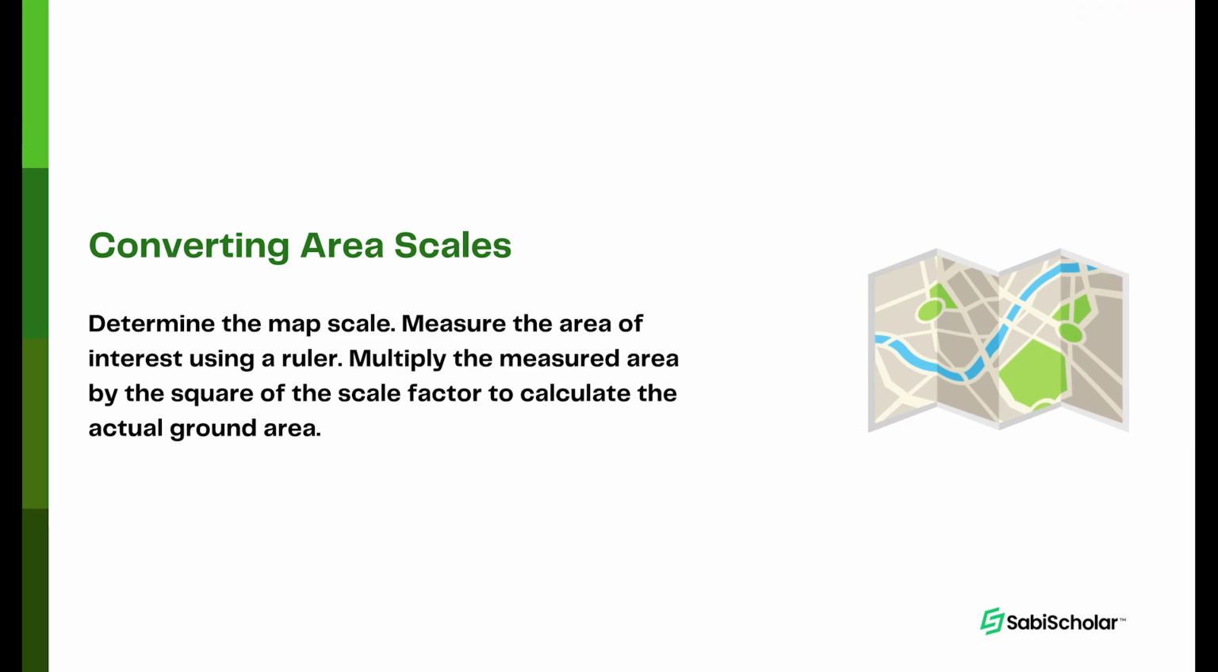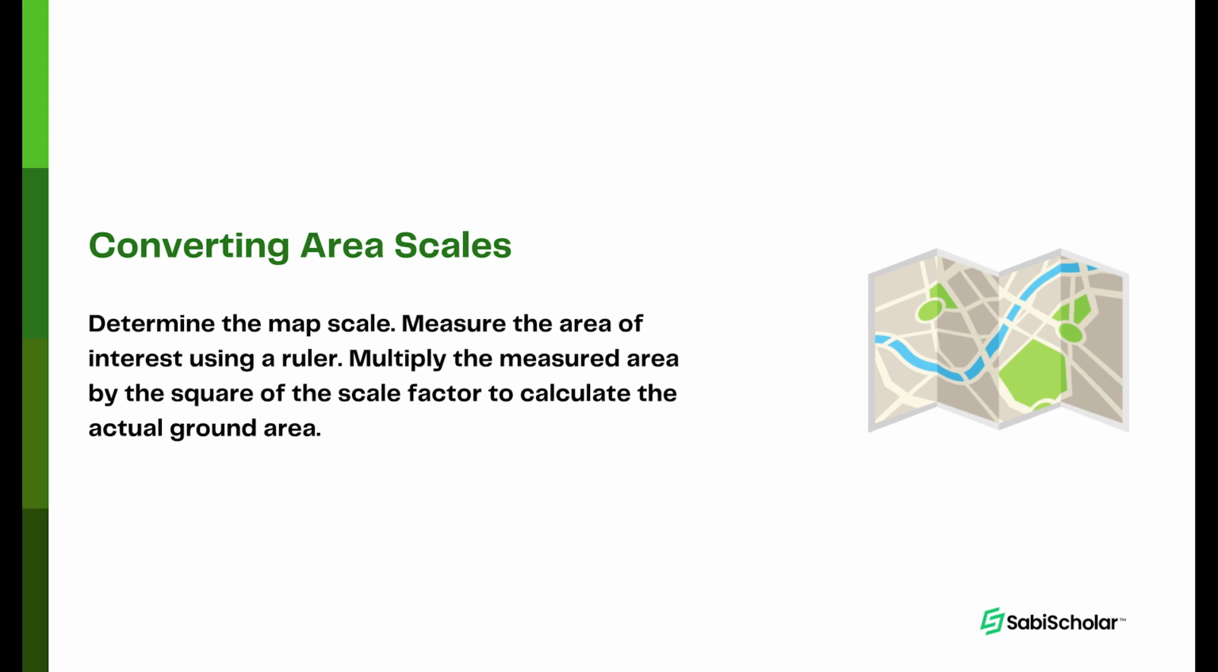Next, we're going to look at how to convert area scales. The first thing you have to do when converting area scales is to determine the scale of the map as described on the particular map, and then measure the area on the map. In this case, you measure the area of interest on the map using a ruler or other measuring tools. You also have to note that the measurements are in map units squared, for example, square inches or square centimeters. That's what you're going to use.